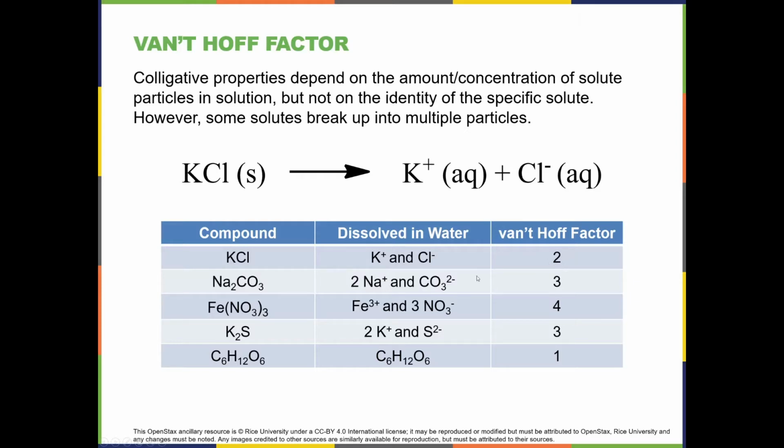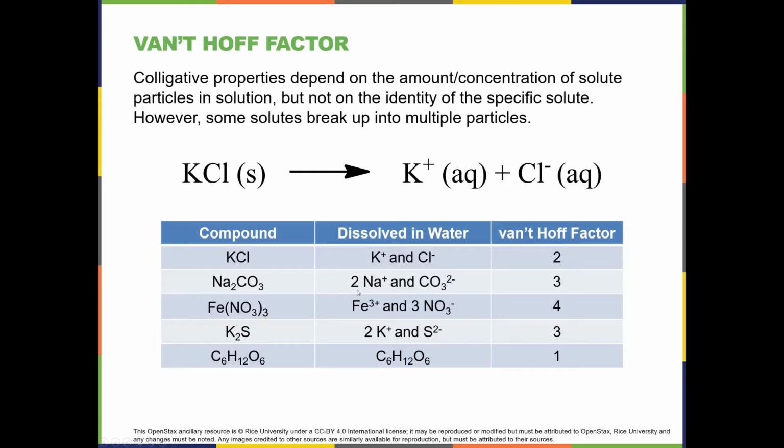So if we look at KCl, KCl breaks into K plus and Cl minus, so the van 't Hoff factor is 2. Sodium carbonate, as we talked about in the previous section, breaks up into 2 sodiums and a carbonate. The polyatomic ions don't break up, they stay intact. So we have 2 sodiums and a carbonate. That's 1, 2, 3 species dissolved in solution. So the van 't Hoff factor is 3.